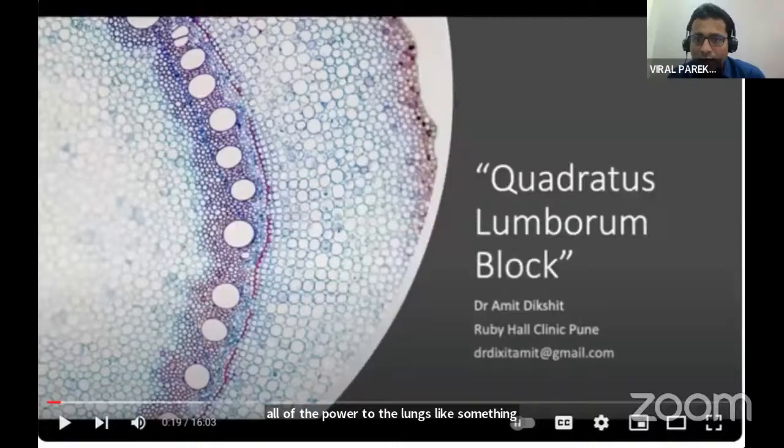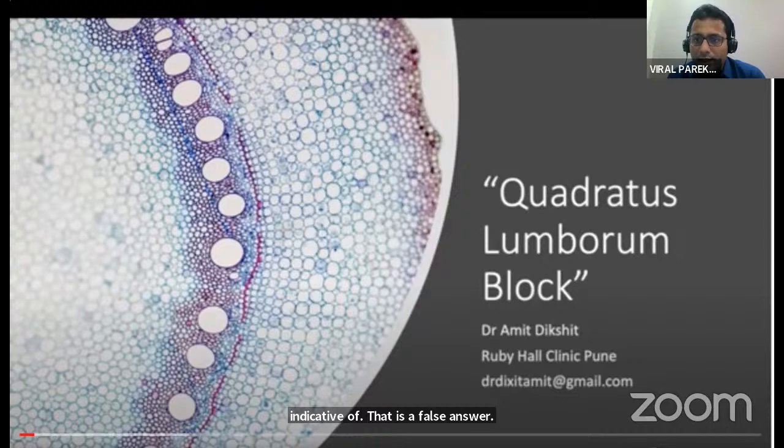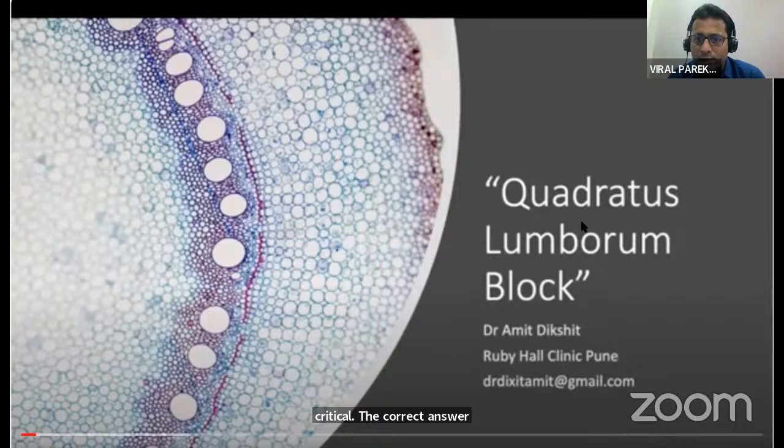All of the following are correctly matched for a critical bony landmark, except; the correct answer is paravertebral block and spinous process, because it's the transverse process. Seventh question, all of the following form the boundaries of the thoracic paravertebral space except; the correct answer is the spinous process.